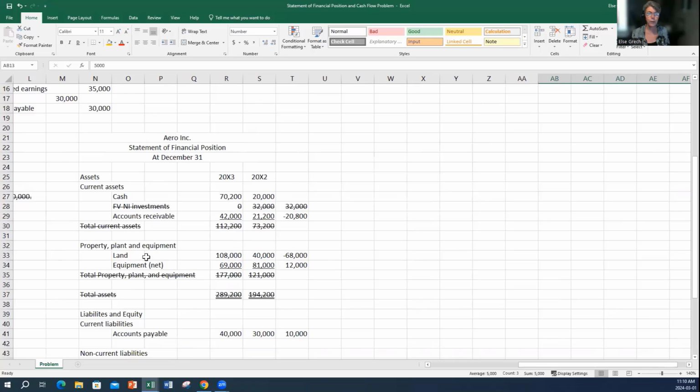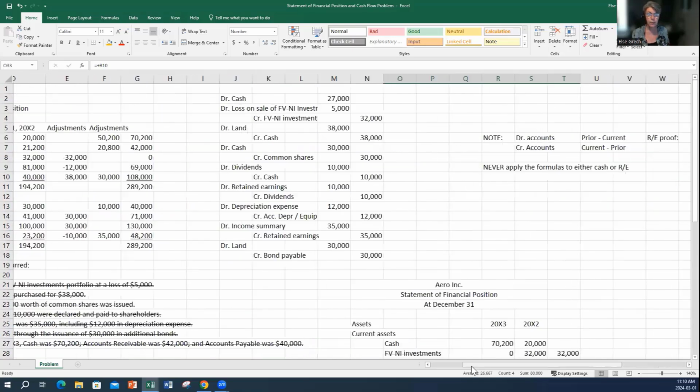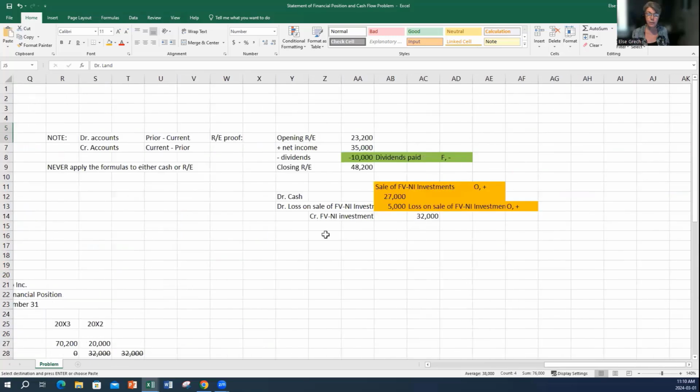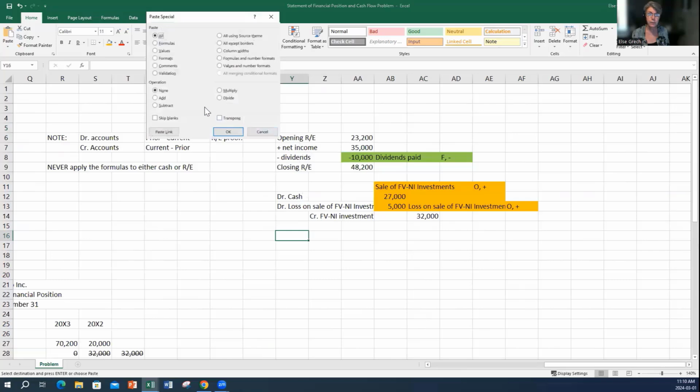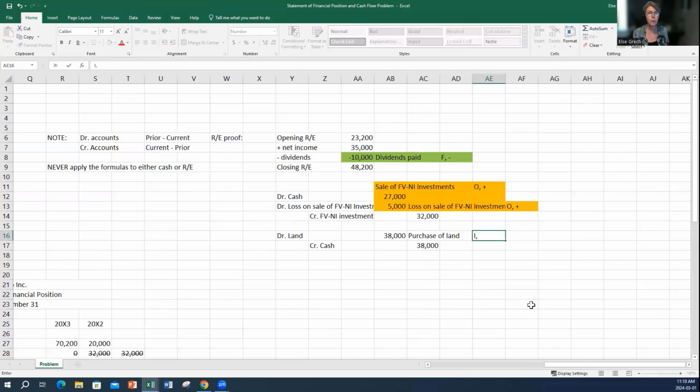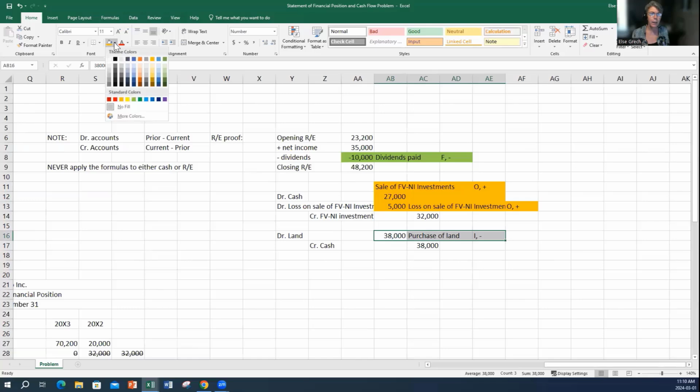Accounts receivable we're fine with. Land, I'm not okay. So I'm going to get rid of this land. And the reason I'm getting rid of this land is I know two things happened to land. So I know that land was actually purchased for cash. So I'm going to copy this. I'm going to put it over here. So land was purchased for cash. Paste special values. There we go. So this is a purchase of land. And when land is purchased, I know it's an investing activity, and it was purchased, so it's going to be an outflow of cash, negative. So I'm going to highlight this as an investing activity, and I'm just going to use yellow.